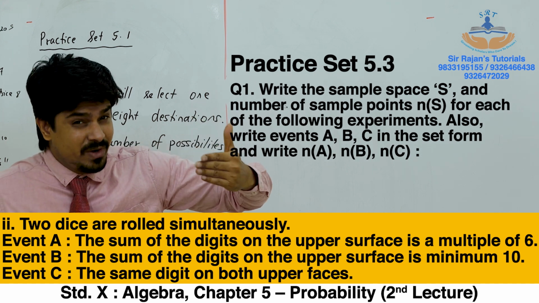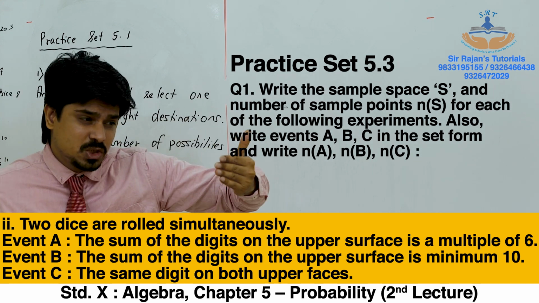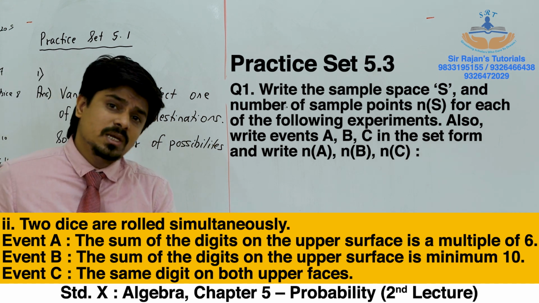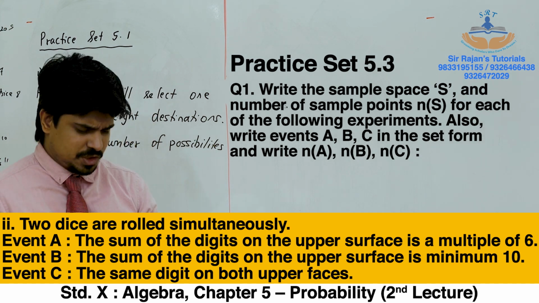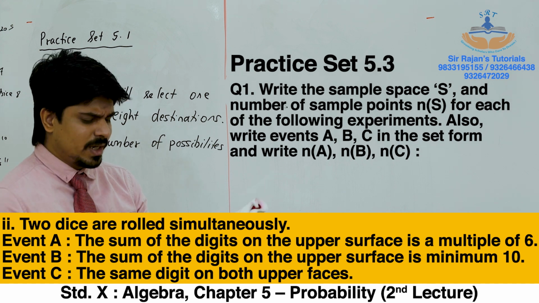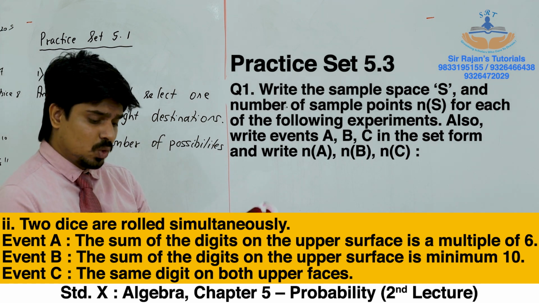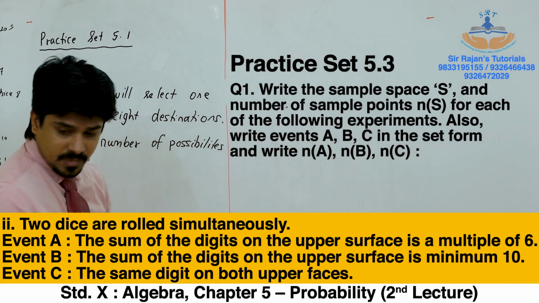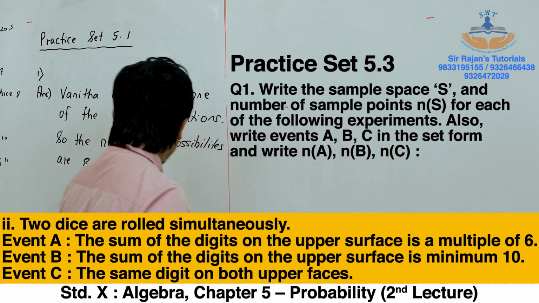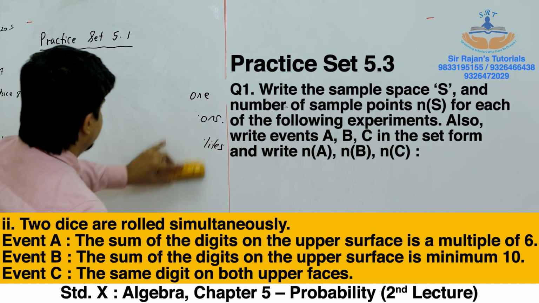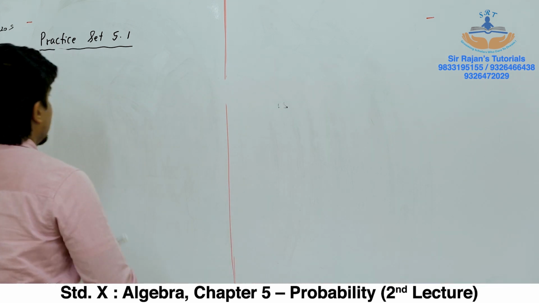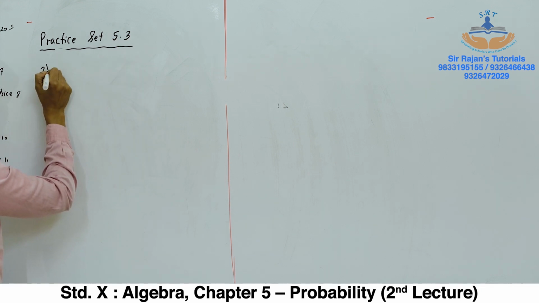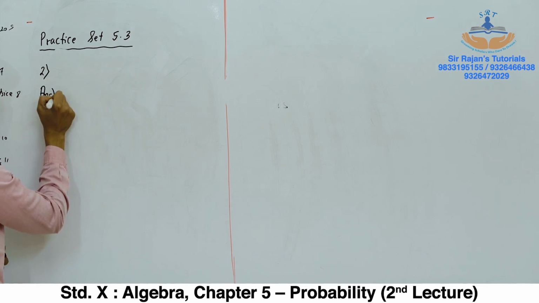There will be 3 events that will be defined and based on those event को set form में लिखने का है and number of elements in all those events. Simple question. I take the second one over there. 2 dice are rolled simultaneously. Okay. Now how to present the sum, that is also very important. Practice set 5.3, question number 2, answer.